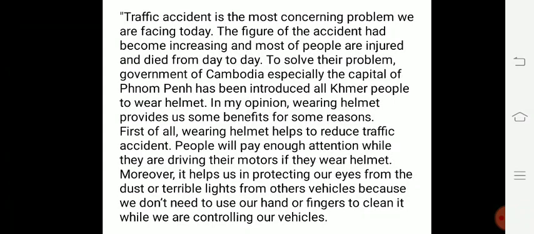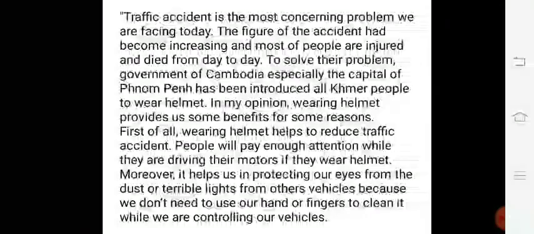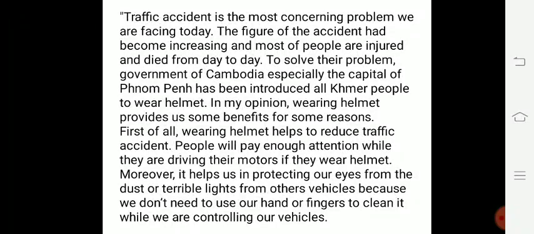I have started my counter view like this: traffic accident is the most concerning problem we are facing today. The number of accidents has been increasing and most of the people are injured and die from day to day. And for this we use the helmet, so here I have given the benefits. In my opinion, wearing a helmet provides us some benefits. First of all, wearing a helmet helps to reduce traffic accidents. People will pay enough attention while driving their motors if they wear a helmet.